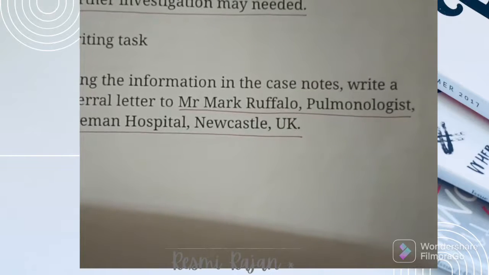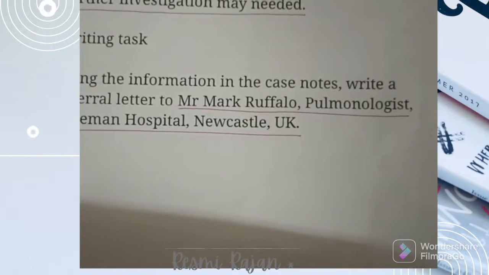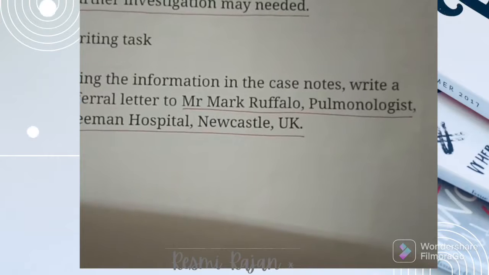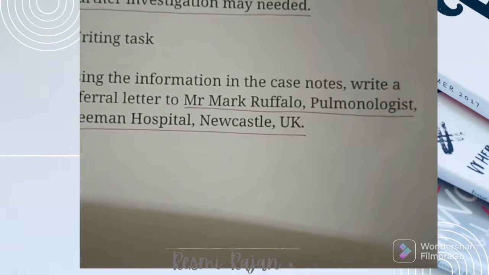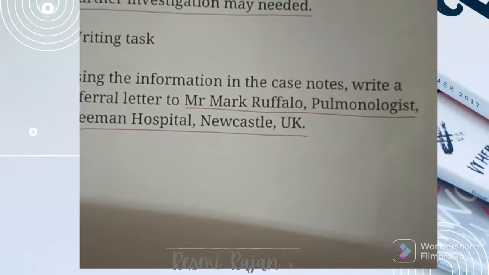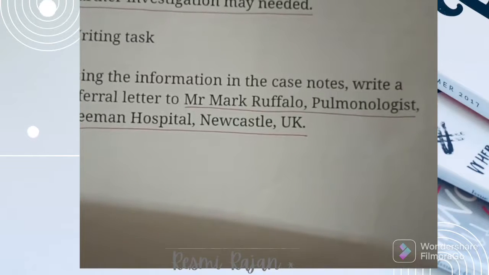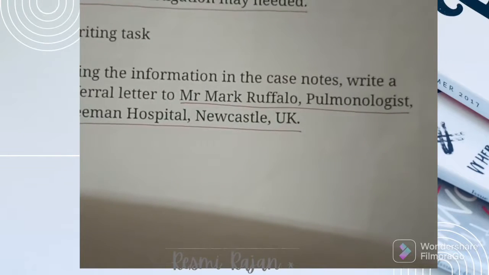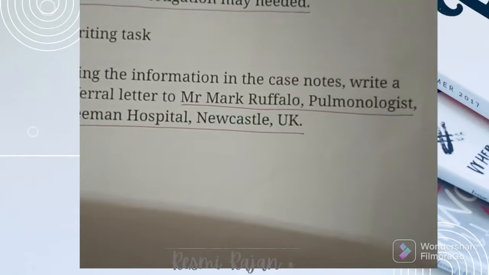Once again, I will review the writing task. Using the information in the case note, write a referral letter to Mr. Mark Ruffalo, pulmonologist, Freeman Hospital, Newcastle, UK. This is a simple letter actually, but I just want to show the letter for a pulmonologist, how we write. So we will see the letter, how it will go.